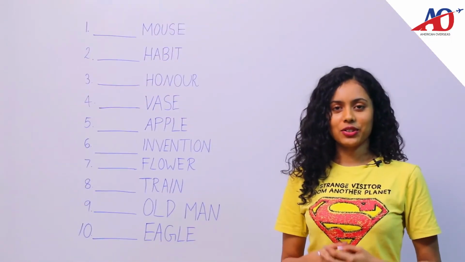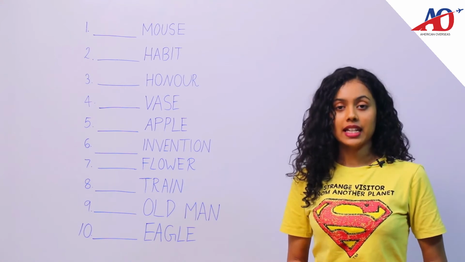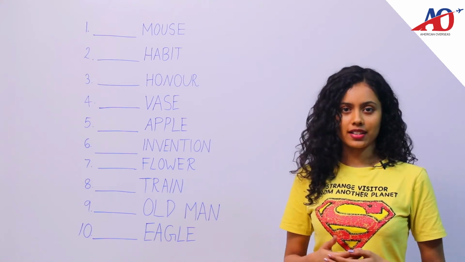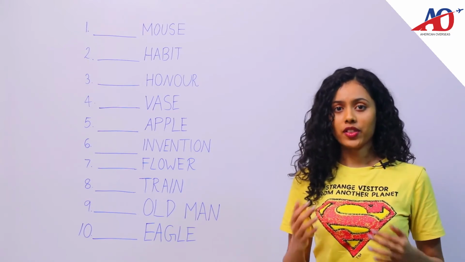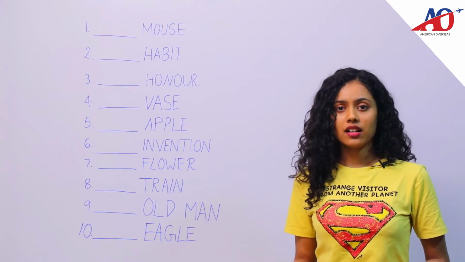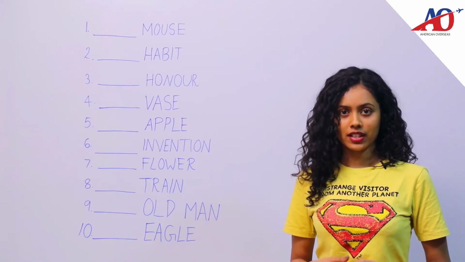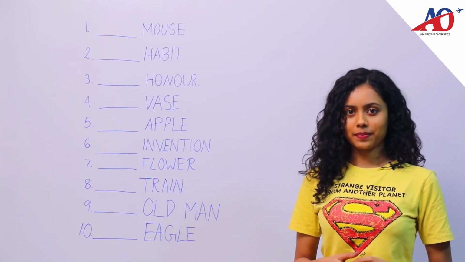It's time to test your skills. I have a small exercise on the board here. Now, I want you to look at these words and fill it in with a or an. But before that, let us go through the rules one more time. Use a before a consonant sound and use an before a vowel sound. Let's begin.